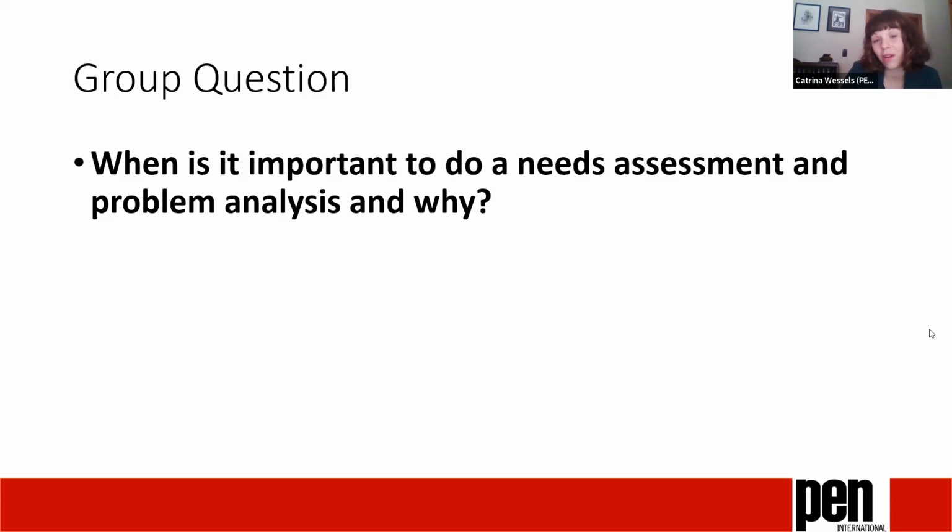Probably at the start of the project, if I can venture a guess, because it directs the project, and it helps to think about the needs you're trying to address probably before you get started, which is a challenge, but I think probably at the start of the project. Good, and Akram is saying exactly the same, before planning any new activity or intervention. Anyone else have any ideas?